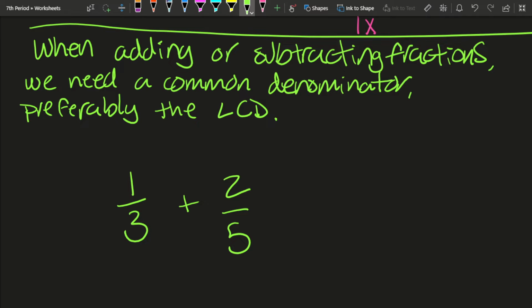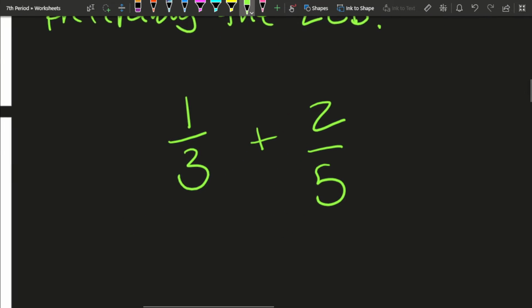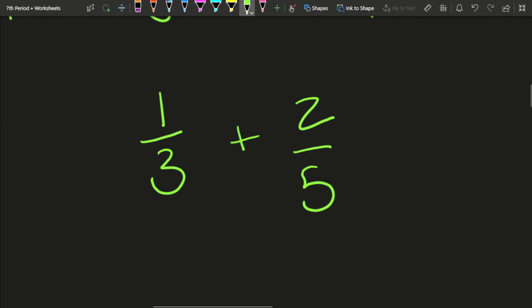Least common denominator. Very good. So in this example right here, I have two fractions. However, they do not have the same denominator. Now, I know sometimes finding the least common denominator can be difficult in this grade level. So I'm just gonna help you find any common denominator.